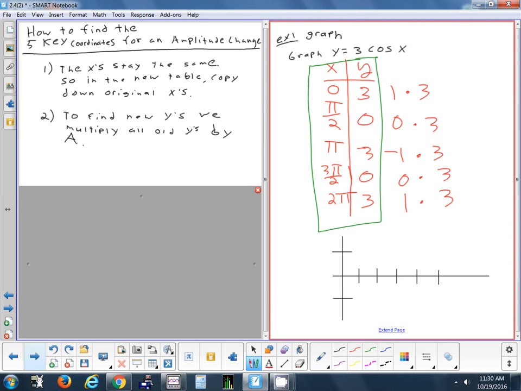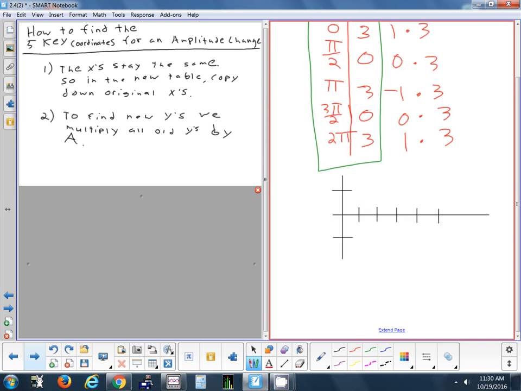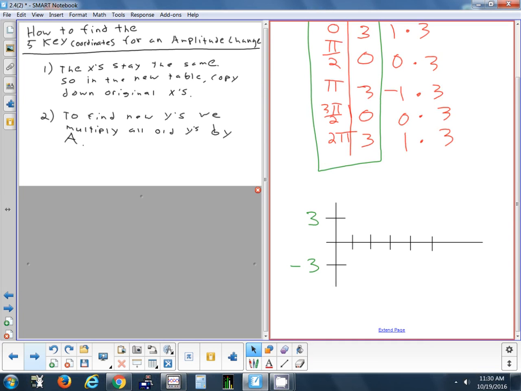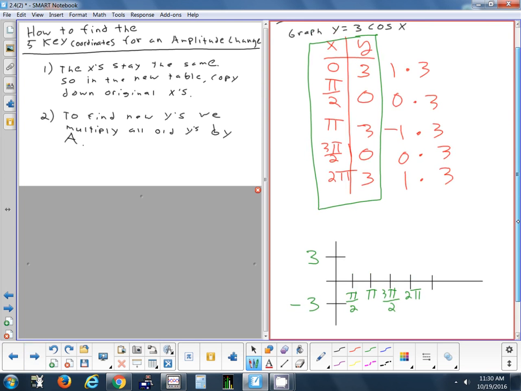Questions on that table? Okay, same method of grading as I explained yesterday. 1 point for each x and y, 2 points for the graph. All right, so the way I'm going to set up my graph, I'm just going to mark the highest line as 3, and the lowest is -3. So I'm going by 3s on the y-axis. On the x-axis, I'm just going to label it like I normally do. Pi over 2, pi, 3 pi over 2, 2 pi. And now graph your points.